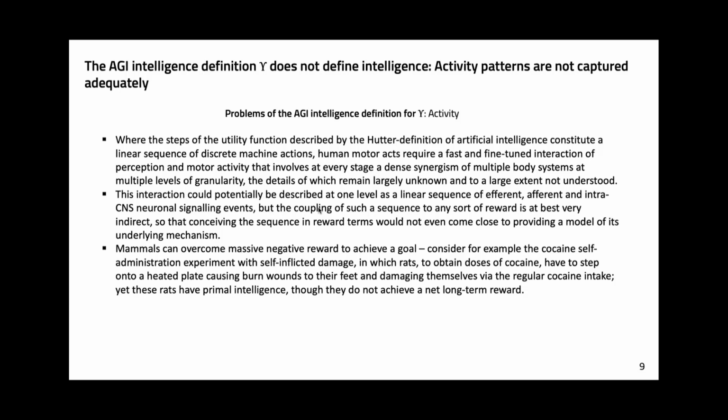So, I mean, here I have an example from animal psychology. It's a cocaine self-administration experiment where the rats, to get cocaine, have to traverse a heated plate, which is burning their feet. So they have to damage themselves to get to the cocaine, but they still do it because they have primal intelligence, so they know that they must cross the heat plate to get to the cocaine, that they must press a button to get the administration of cocaine. They get a short-term reward for this, but they don't have a net long-term reward. And so such a behavior is very, very hard to model with a reward function.